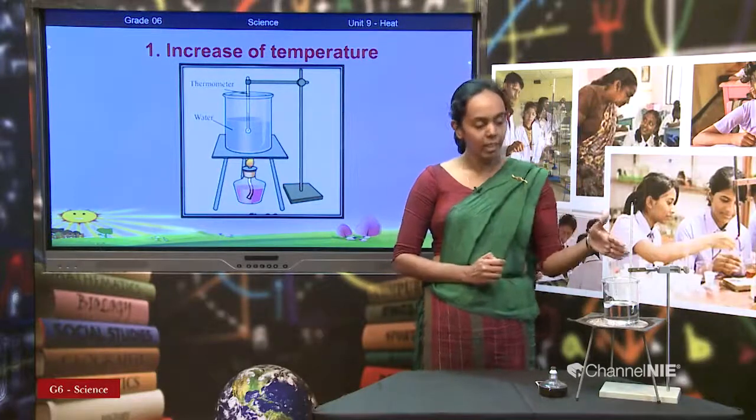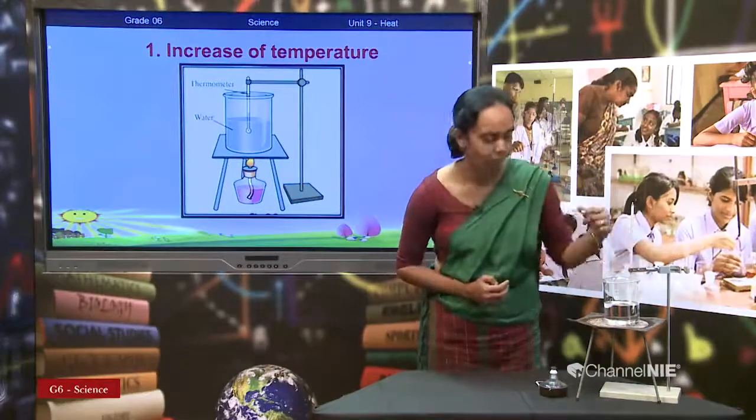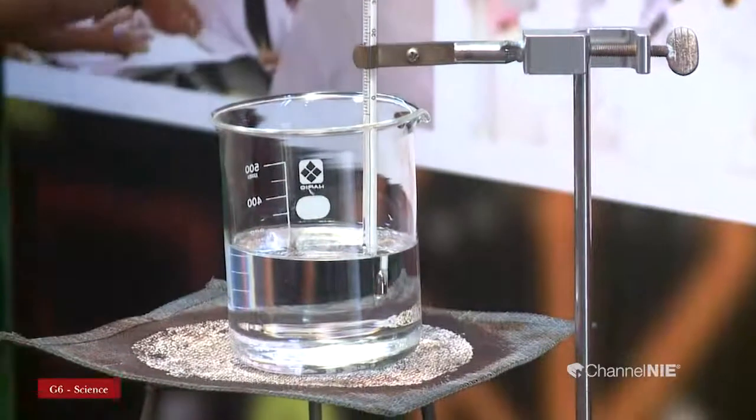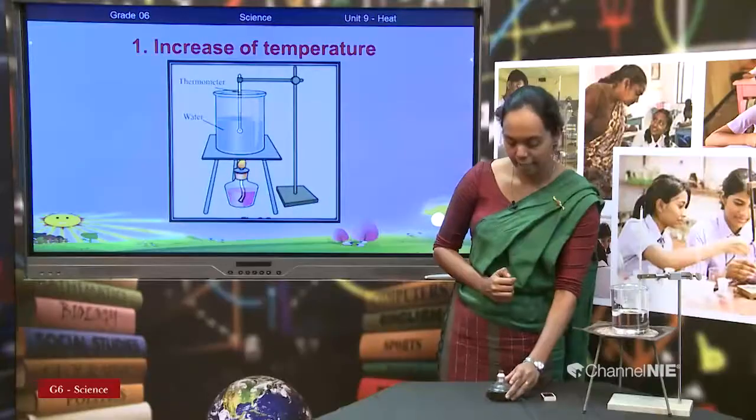When you are fixing the thermometer, you have to know about some special points. The thermometer should be held vertically, and also the bulb of the thermometer should be well in contact with the water. Now I am going to supply heat to this water by using this spirit lamp.